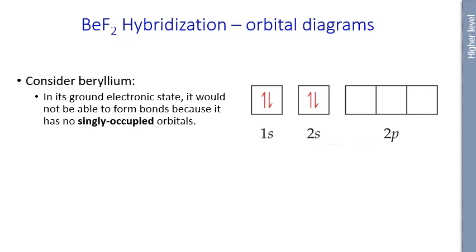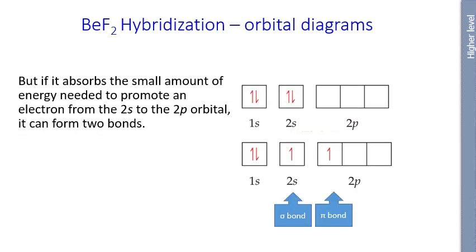So you can also use orbital diagrams to explain this. So let's consider beryllium. Okay, in the ground state, it would not be able to form bonds because there are no singly occupied orbitals, but the 1s and the 2s are full. Okay, because it's 1s2 2s2. But if it absorbs a bit of energy, then that paired electron can be promoted to the 2p orbital. Okay, therefore it can now form bonds. Sorry, one sigma bond for the s and one pi bond for the p orbital. So it can form one sigma bond and one pi bond.